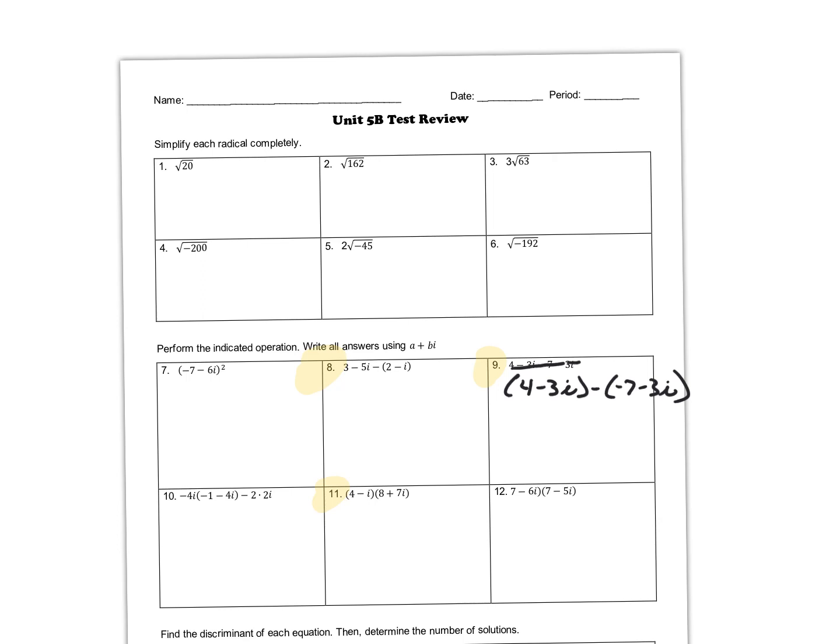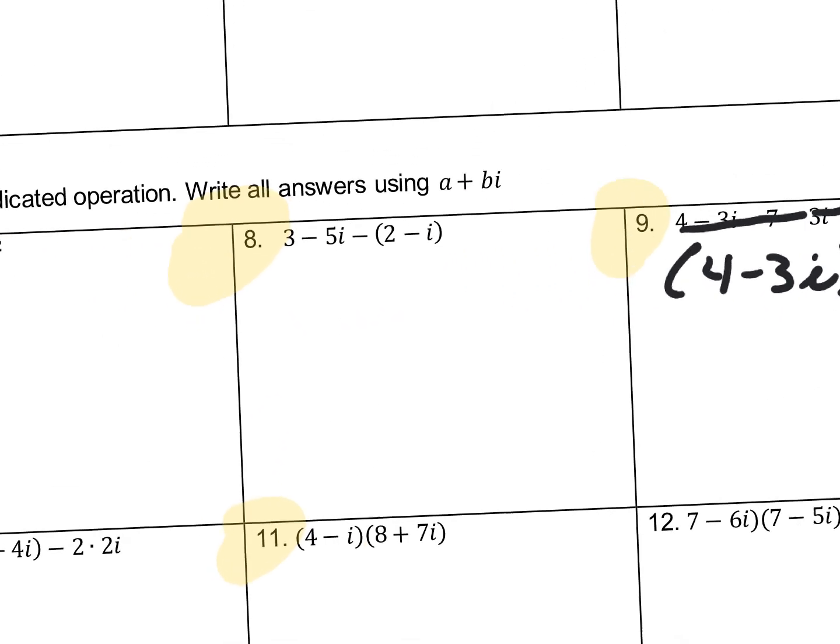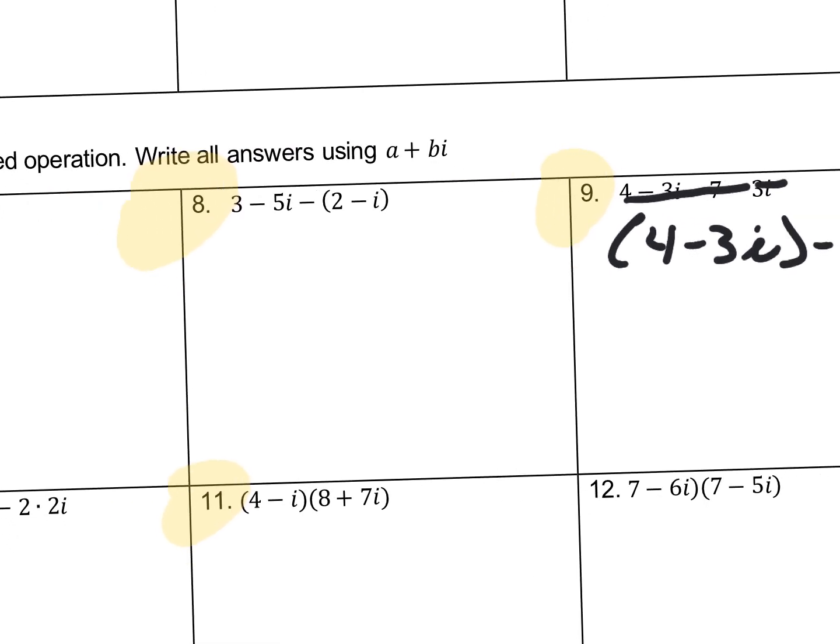All right, in this part of the Unit 5B test review, I'm going to be taking a look at this section where we're performing operations that will include our imaginary numbers, and we put our answers in the form of a + bi. So let's zoom in here. We're going to look at 8, 9, and 11. I'm going to start with number 8.